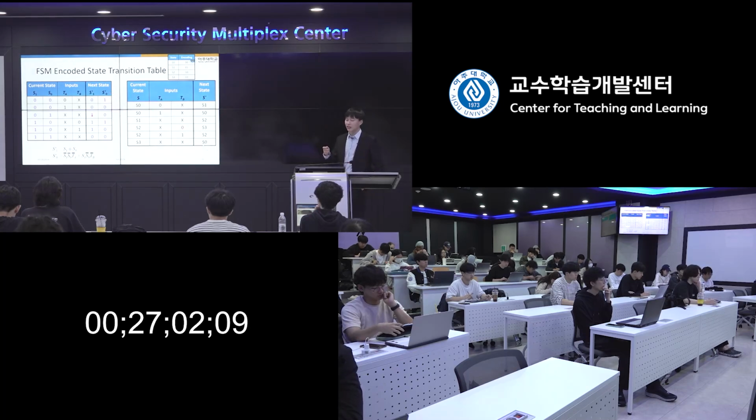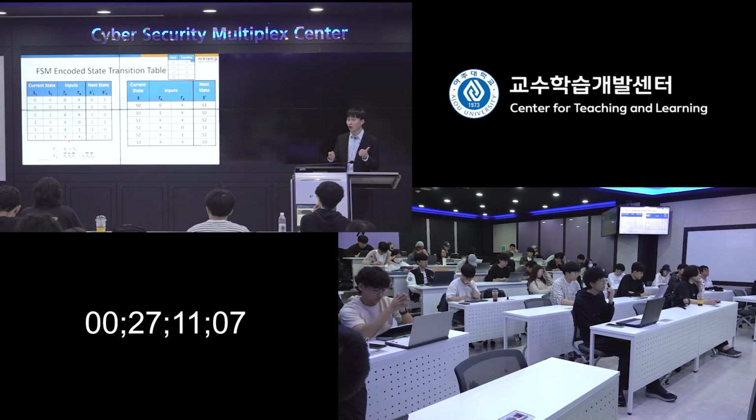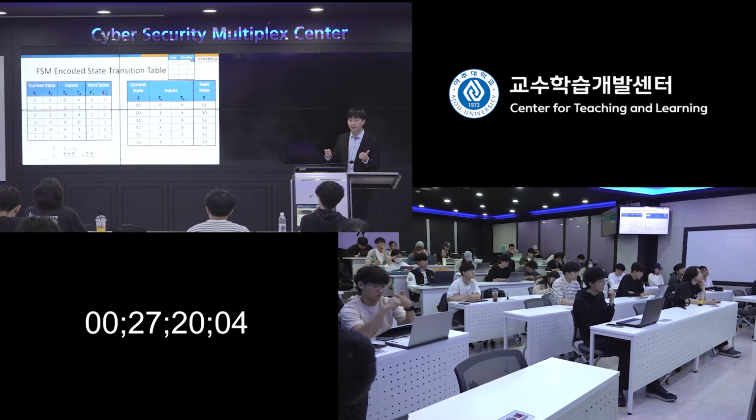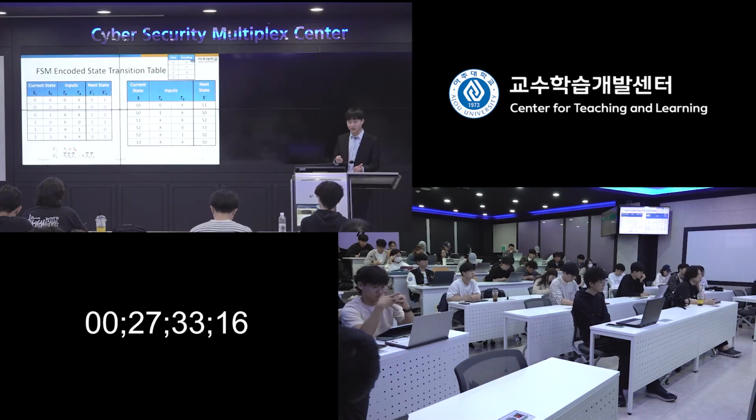Then we fill out this next state. After building this encoded state transition table, we can directly get our logic, the Boolean equations, right? By observing the next state, S1 prime, S0 prime. For S1 prime, we use the minterm for this column. By observing it, we realize that it is actually an XNOR logic. We put S1 XNOR S0.